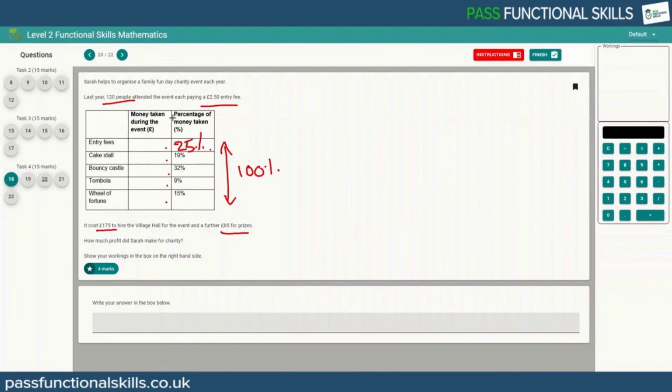So we need to work out what this monetary value is. So we can do that by multiplying 120 by £2.50, and that comes out as exactly £300.